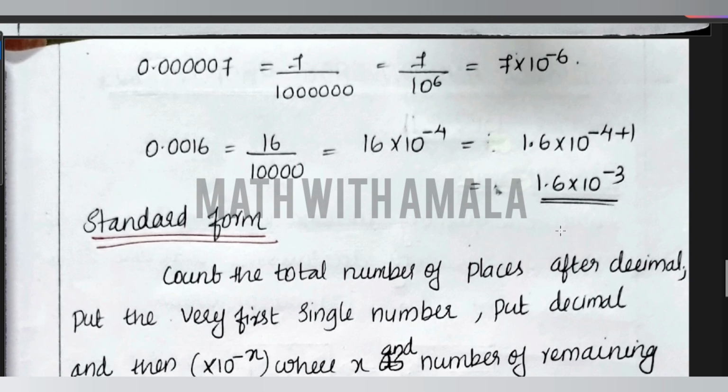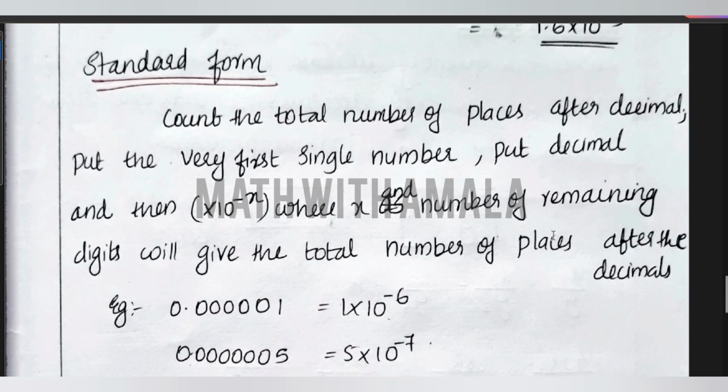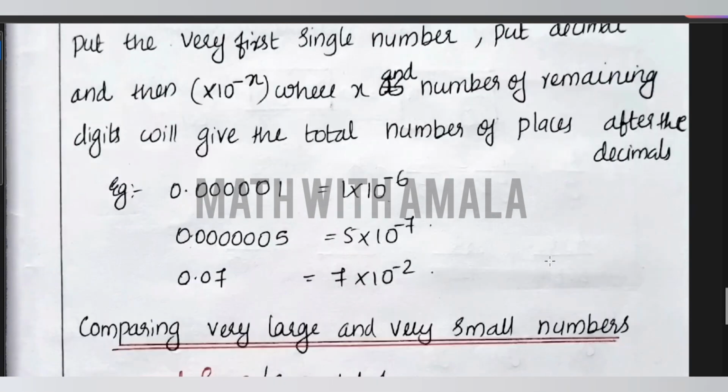0.0016 is equal to 16 by 10,000, which is equal to 16 into 10 raised to minus 4. So your answer is 1.6. Why is it 1.6? You have to fix a single digit at the beginning, then the point, and then you can write the remaining numbers into 10 raised to minus 3. In the standard form, count the total number of places after the decimal, put the very first single number, put the decimal, and then into 10 raised to minus x, where x and the number of remaining digits will give the total number of places after the decimal, like we have discussed for the previous question.